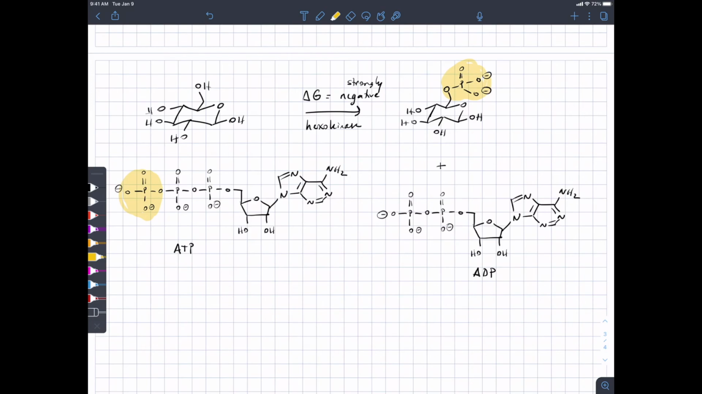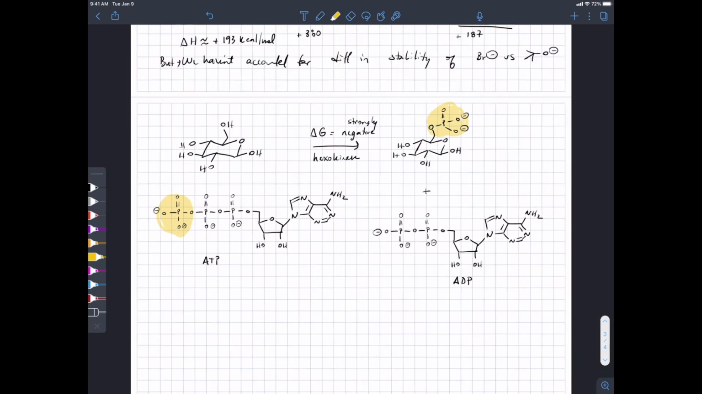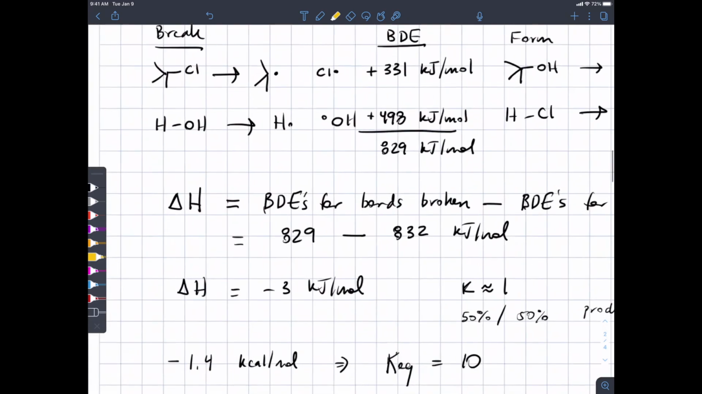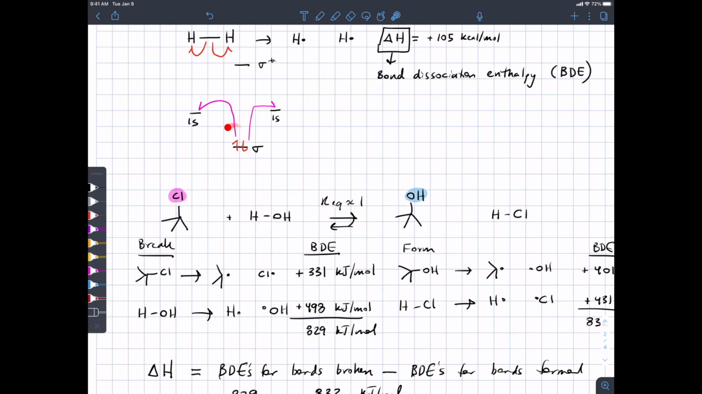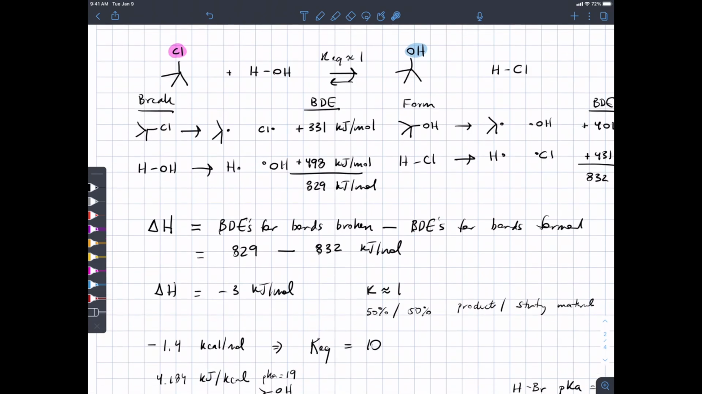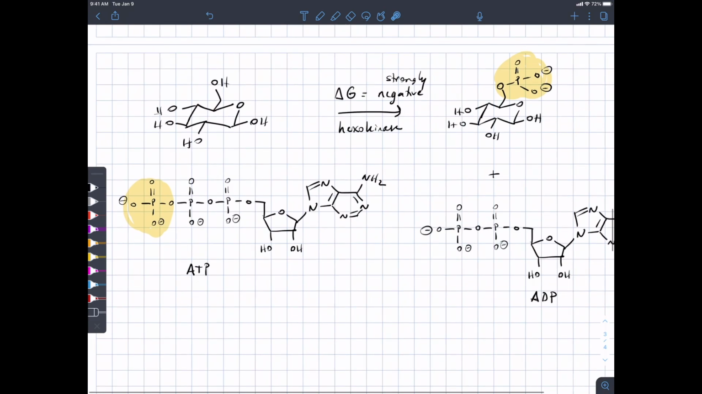All right? And you can see that from our bond dissociation enthalpy stuff and from the stuff we talked about at the very beginning. You want to break this bond between hydrogens, you've got to put in energy. You want to break a bond between carbon and chlorine, you have to put in energy. Even for this bond that's between the phosphorus and the oxygen, the one that we break is right here. Even that bond you have to put in energy to break.